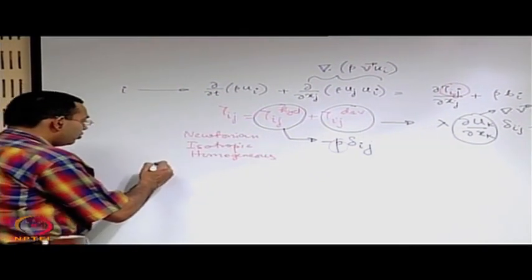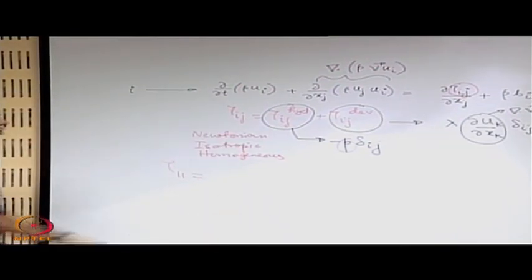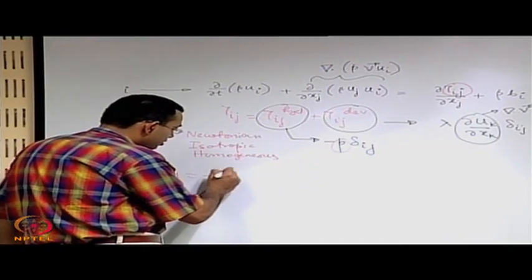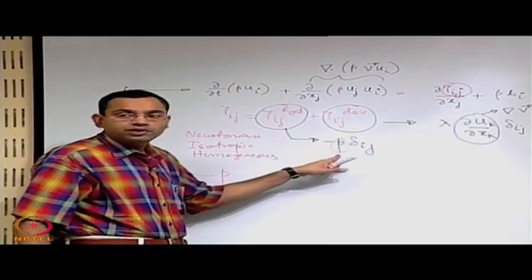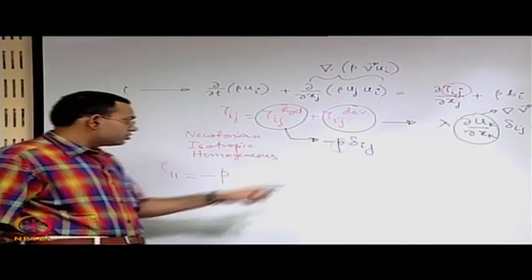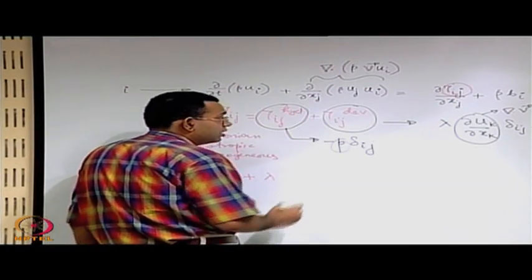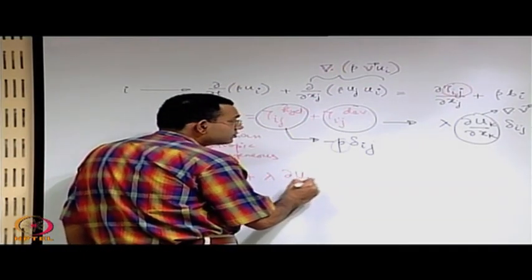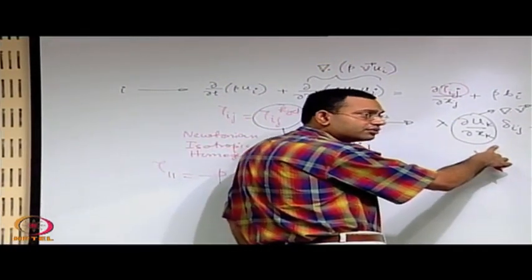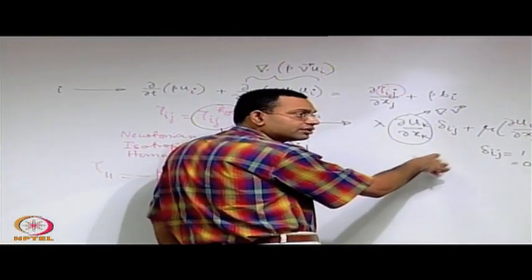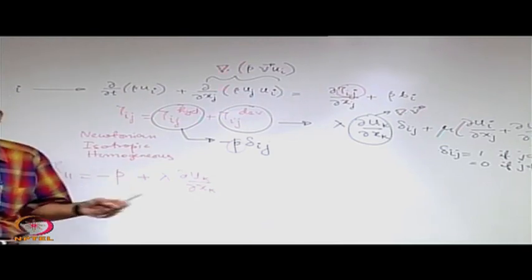So we will write tau 11. So what is tau 11? Tau 11 is minus P. Why we are only writing the normal component is because if we write the shear component, this P will not come into the picture. So minus P, then plus lambda. Even the term with lambda also does not come into the picture for a shear component, and that is quite obvious because a volumetric deformation should not be confused with a shear.